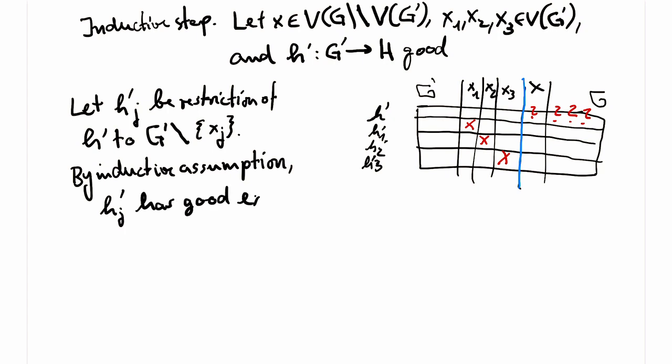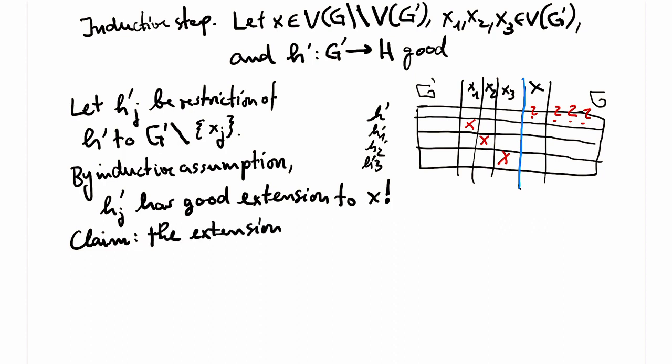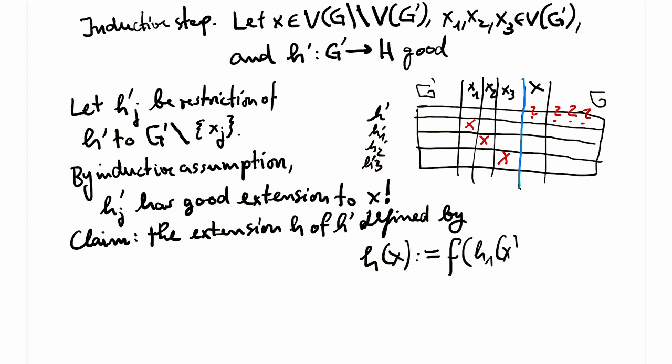We will use our majority polymorphism f and define the extension h of h prime by applying the polymorphism to h1 of x, h2 of x, and h3 of x.